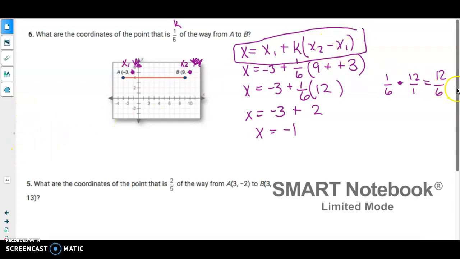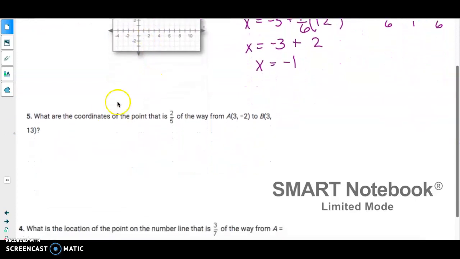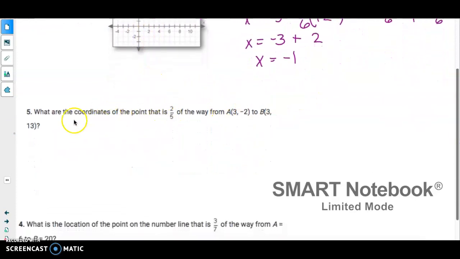So let's look at another example. This one doesn't give us the view or the graph of it. We're just looking here at these numbers. So what are the coordinates of a point that is 2/5, so this is our k, of the way from A, which is 3, negative 2, to B, 3, 13. So again, I'm going to do x1, y1, x2, y2.